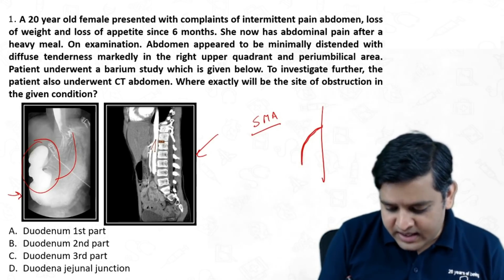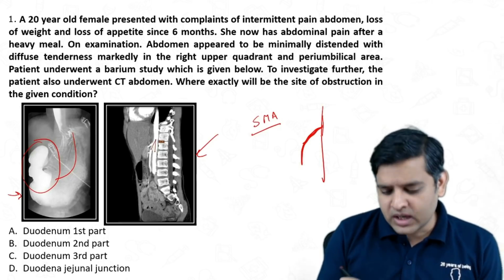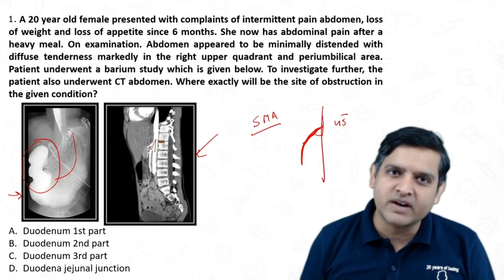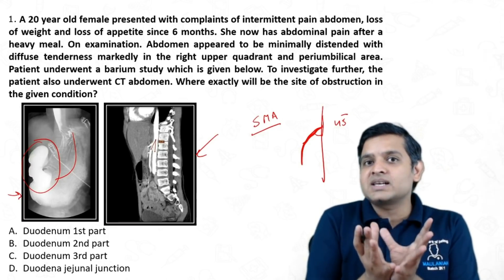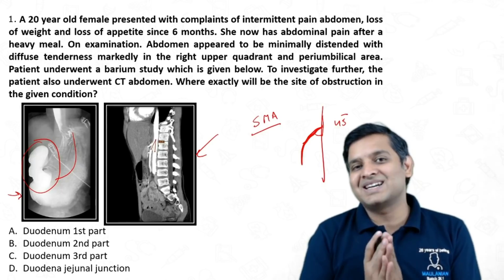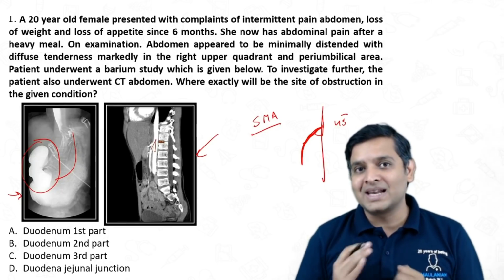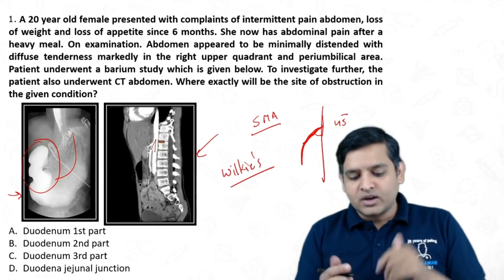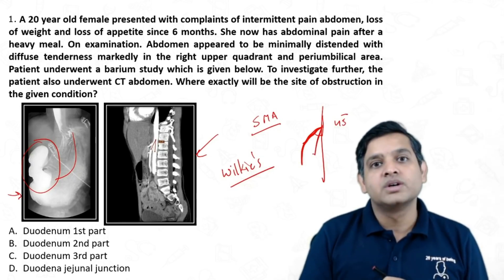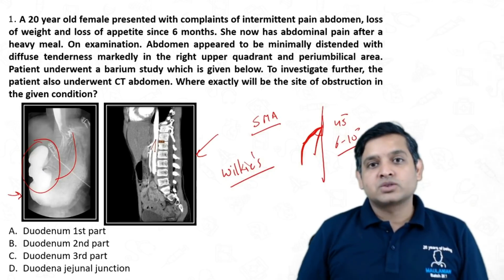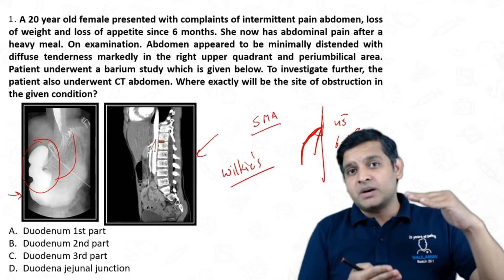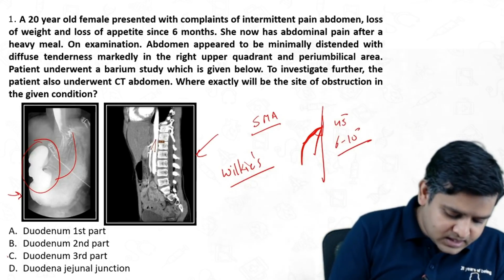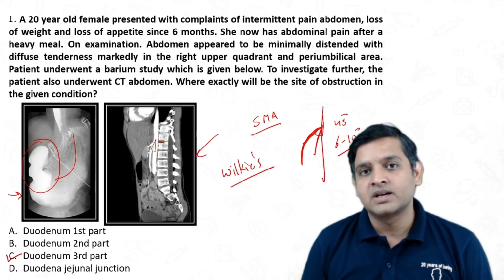Now normally this artery has an acute angle with the abdominal aorta, and this angle is usually around 45 degree. There is a range, but it's usually around 45 degree. However, this is a condition which is called superior mesenteric artery syndrome, or commonly called Wilkie's syndrome. Now what is happening is when the patient does not have enough mesenteric fat, this angle becomes more acute, usually around 6 to 10 degree. So this compresses the duodenum, and which part of the duodenum? Which is passing between the aorta and the superior mesenteric artery. So the answer is third part of duodenum.